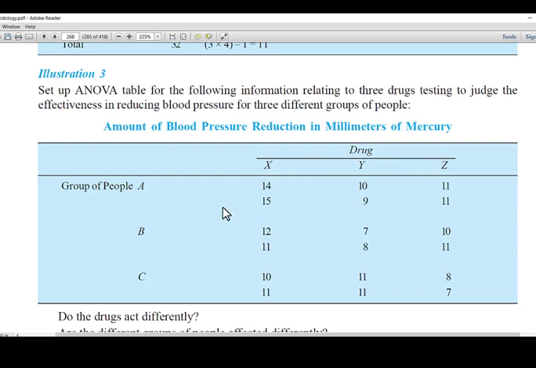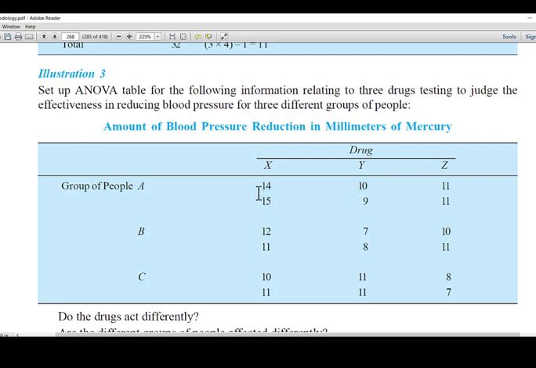And here, varieties of drug is one factor, and these varieties of people, or different groups of people, is another factor. And so there are two factors. It is a two-way ANOVA. Here the point to be noted is that repeated values are there.